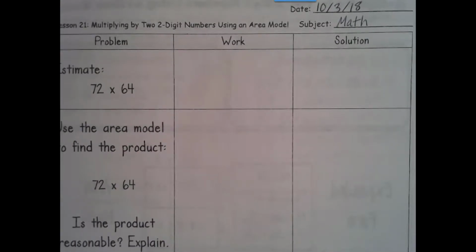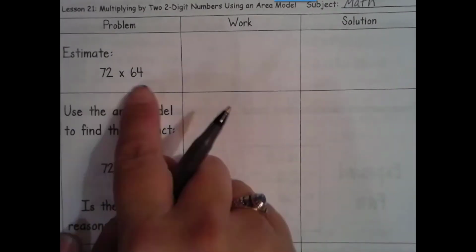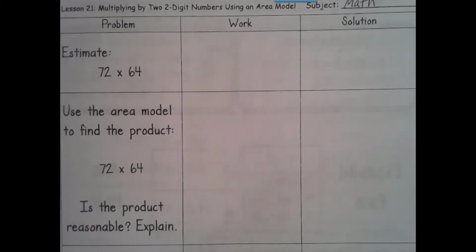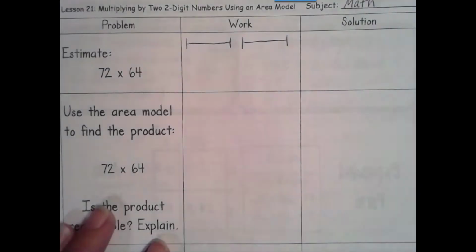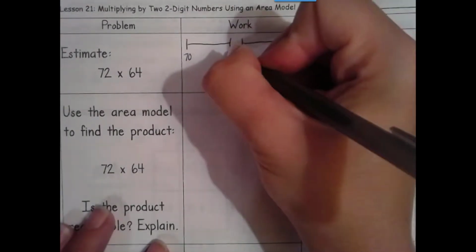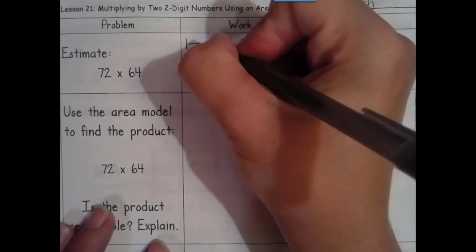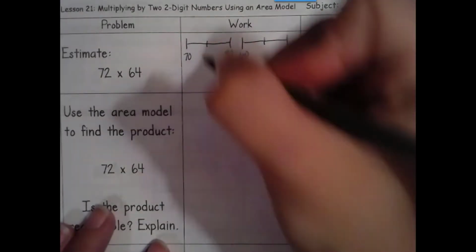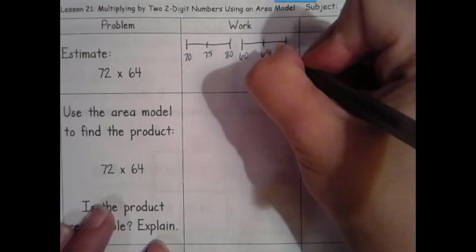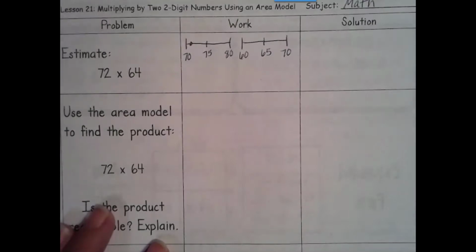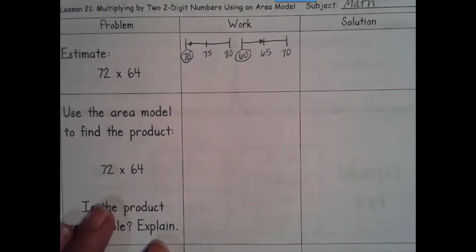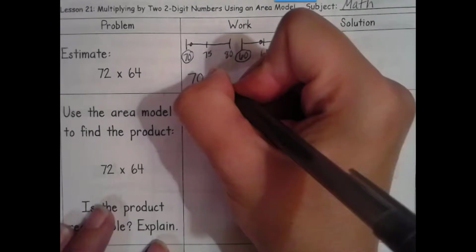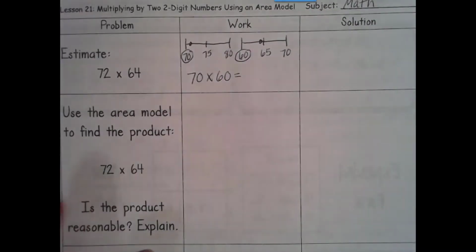All right, so when we estimate, first thing we want to do is look for our compatible number. So we want to see, is either one of these close to 25? No. Since they're not close to 25, we're going to round each of the factors to their largest place. Their largest place is a tens place, so between 70 and 80, between 60 and 70. Halfway, you have 75, you have 65. 72 is pretty close to 70. 64, though it's really close to the middle, is still closer to 60. Since both of these went down, I actually know this is going to be a low estimate, but it still should give us a good idea of if our answer is reasonable or not.